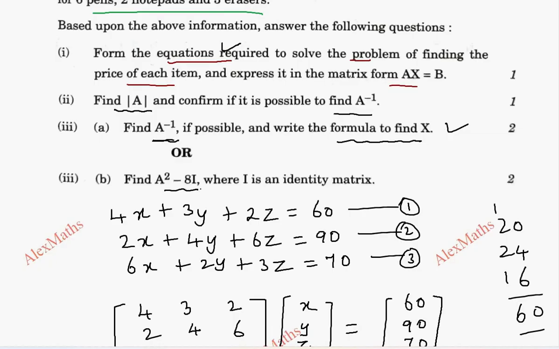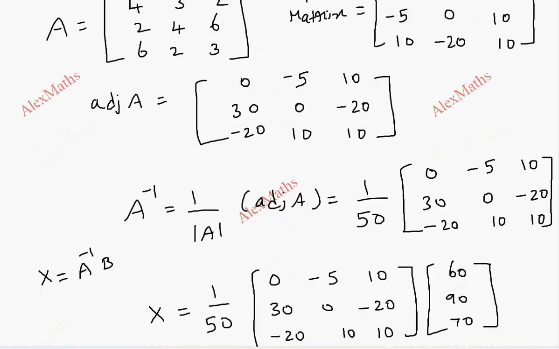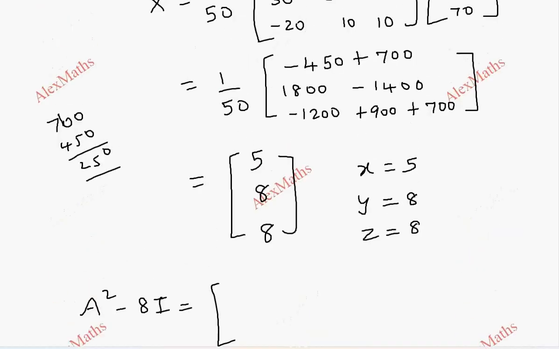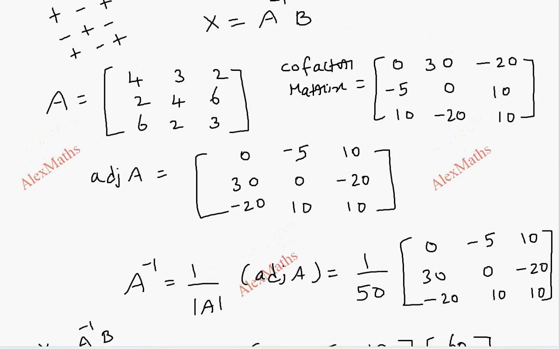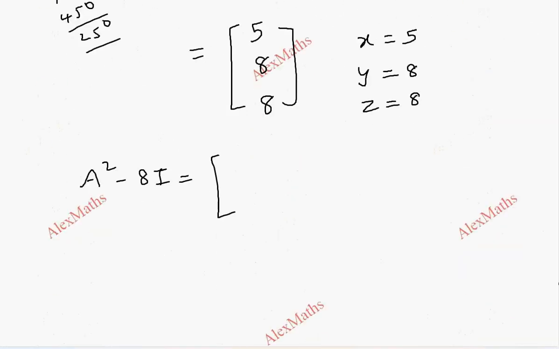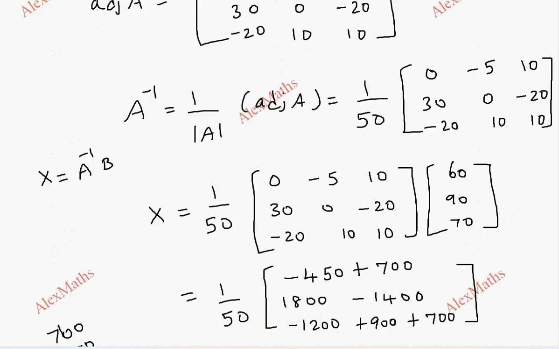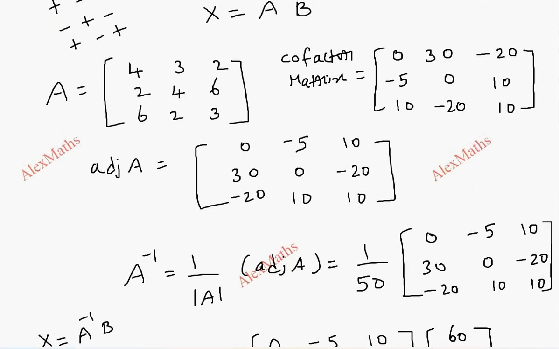Now in our part, A square minus 8I we have to find. A square, first I have to write A into A. Just copy A here, 4 3 2, 2 4 6, then we have 6 2 3.